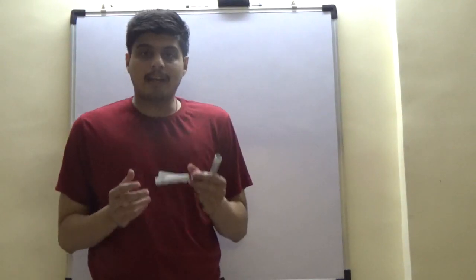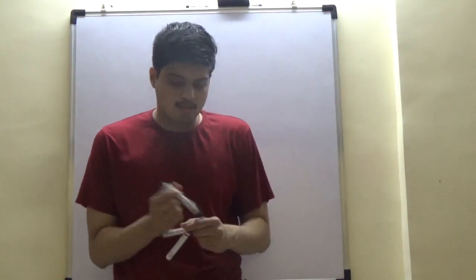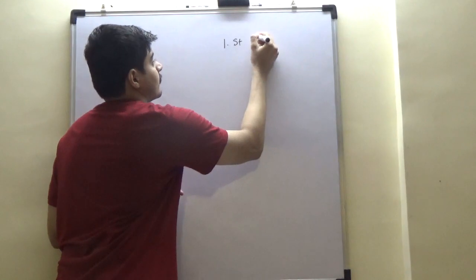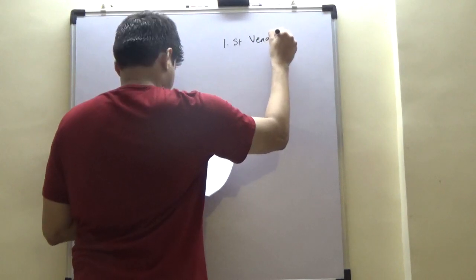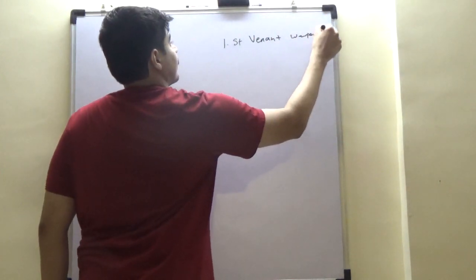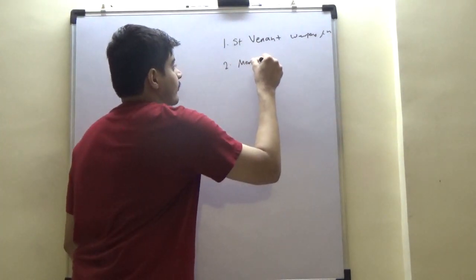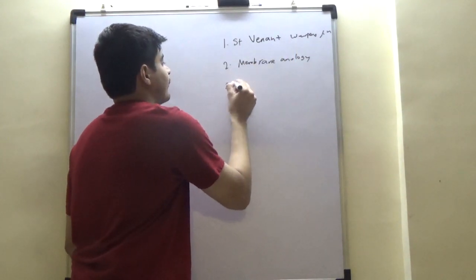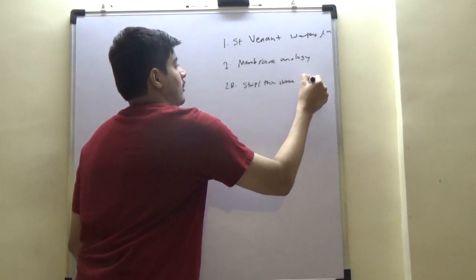Now, once we have looked at this entire detailed analysis of torsion using Prandtl's theory and Prandtl's stress function, the last two closing points in this chapter are: one is Saint-Venant warping function, and the second is membrane analogy, which subsequently builds into the strip or thin sheet torsion problem.